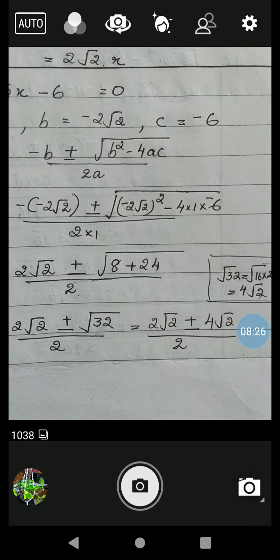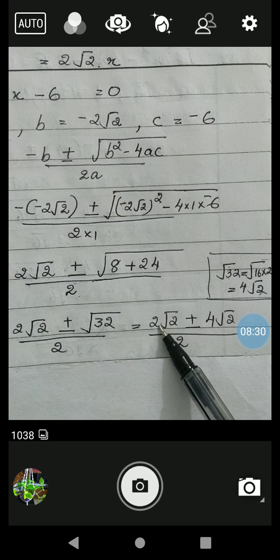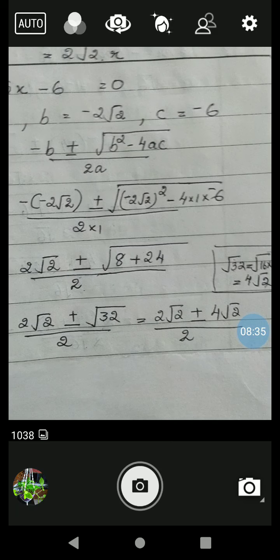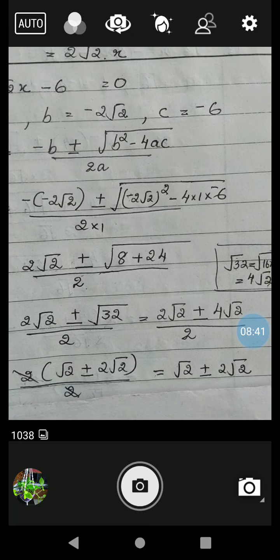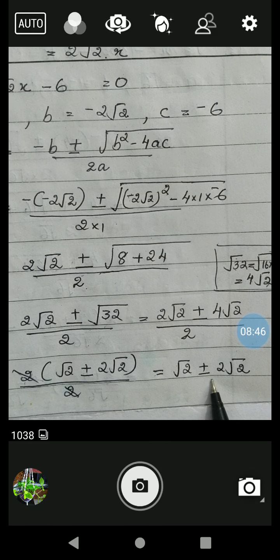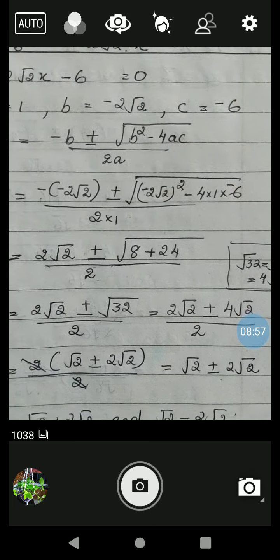Now, you can take 2 outside. 2 is common factor here. 2 here, from here also you can take 2 outside. Then you will get 2 into root 2 plus or minus 2 root 2 by 2. And 2 and 2 cancelled. Then the result is root 2 plus or minus 2 root 2. So, we will get two values for x, that is root 2 plus 2 root 2 and root 2 minus 2 root 2. Okay.